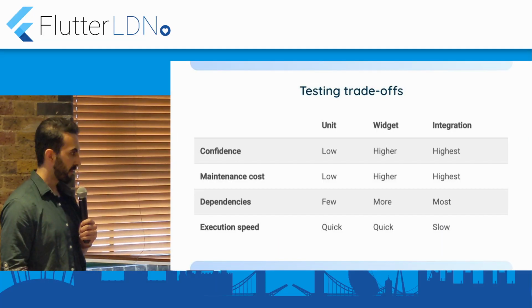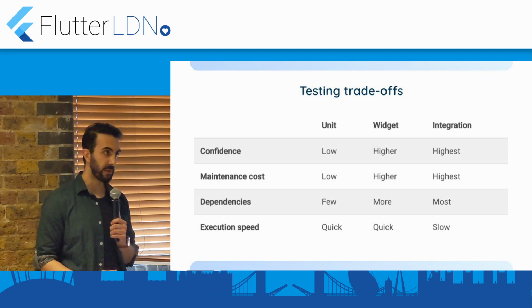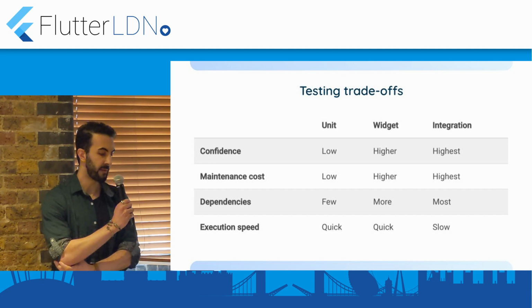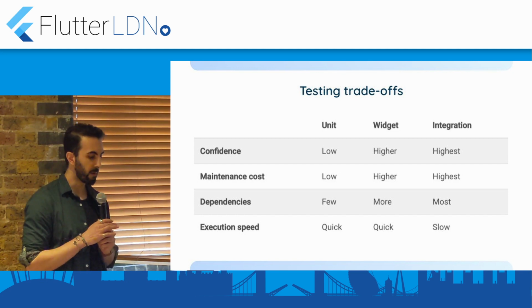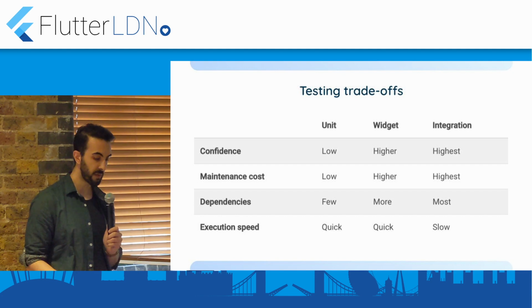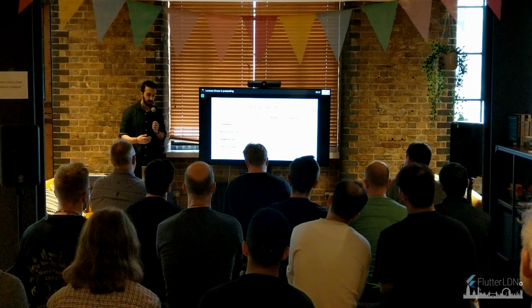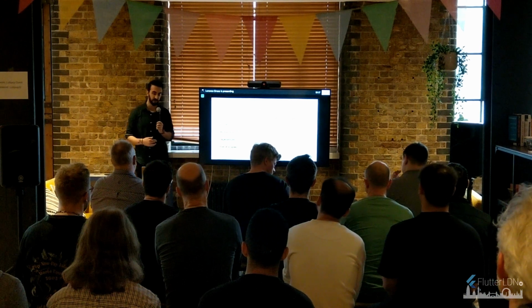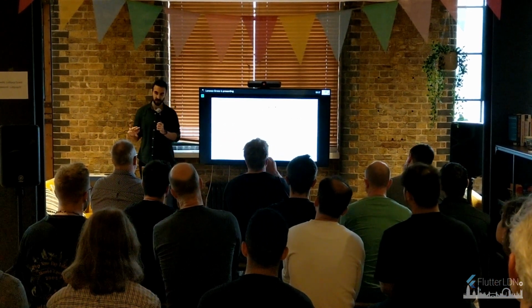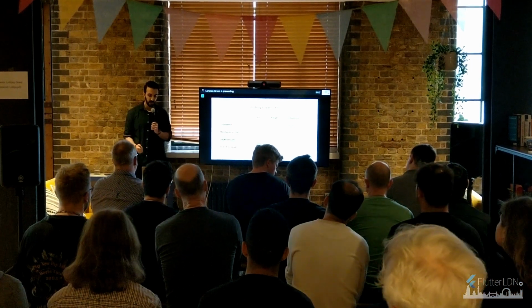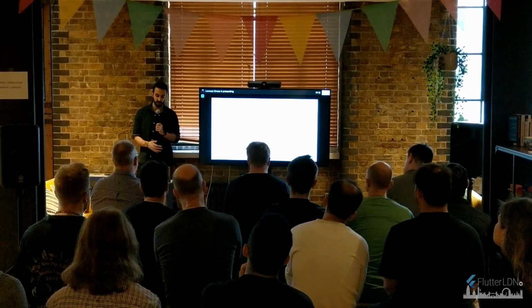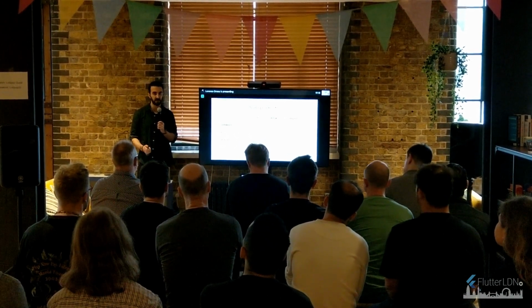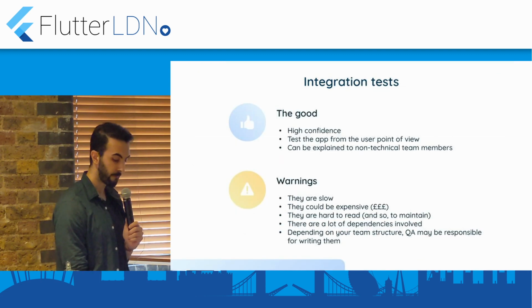Of course, with different test categories, there are some trade-offs that we have to take into account. In this table, taken straight from the Flutter documentation, you can see on the left that unit tests are low in terms of confidence and maintenance cost. There are few dependencies, and they are very quick when it comes to execution speed. On the other side, integration tests provide us with the highest confidence, but this confidence comes with a cost. Particularly the maintenance cost, we have a lot of dependencies, and when it comes to execution speed, integration tests are fairly slow.